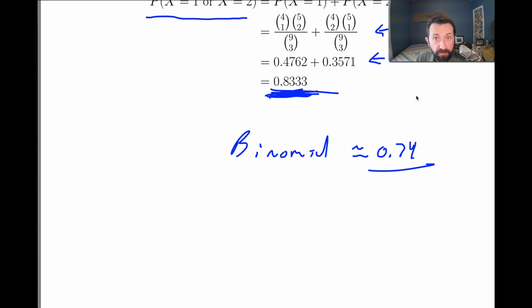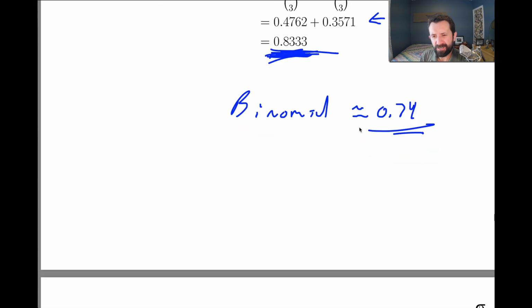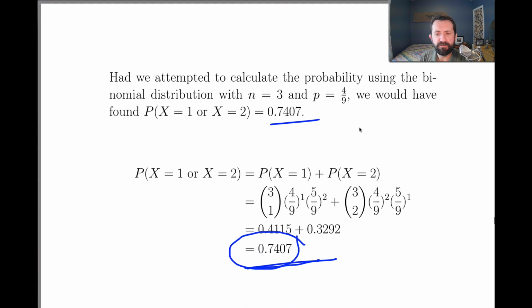And that's quite a bit different from most practical situations. 0.833 and 0.74 are quite different. Those are different probabilities here. Our probability for the hypergeometric was quite a bit larger than that. So sometimes the binomial is a good approximation to the hypergeometric, and sometimes not so good. Let's just see what's going on here and think about this.